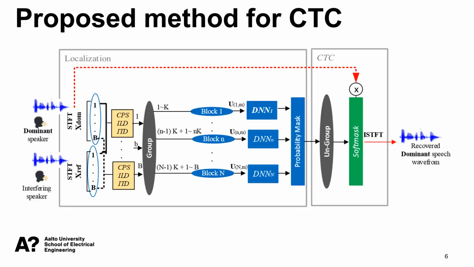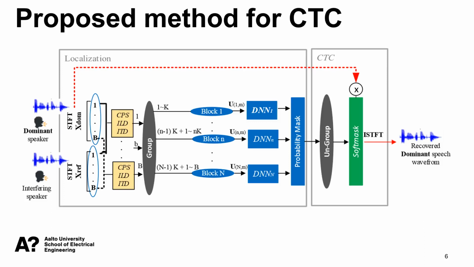The method we propose for crosstalk cancellation can be divided into two submodules. First, we have a localization model that will estimate the direction of arrival of the target source. The second module then calculates a time-frequency softmask that will remove the information from the interfering speaker in the mixture.